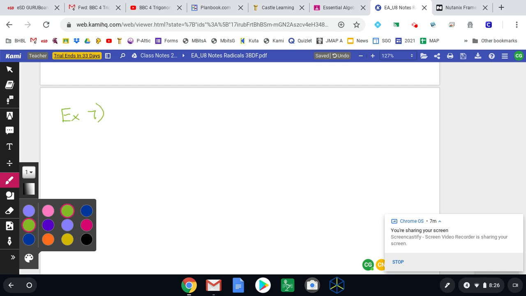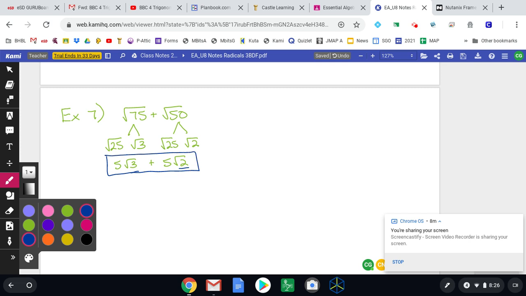Okay, let's try a couple more. Number 7. Let's say I have radical 75 plus radical 50. So I'm going to break these two down. 75 has a perfect square factor of 25 and 3, so this is actually 5 radical 3. And the square root of 50, break that down into 25 times 2, so this is actually 5 radical 2. And since these two are not the same, that's my answer: 5 radical 3 plus 5 radical 2.